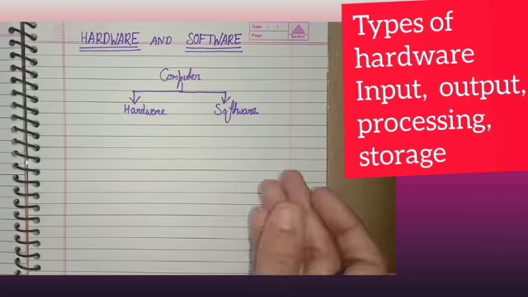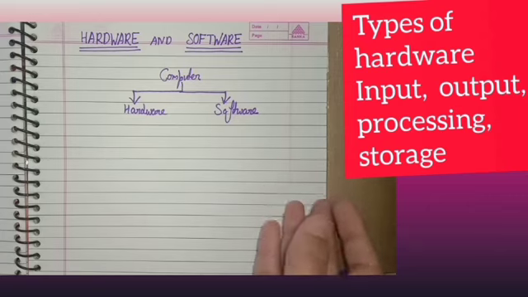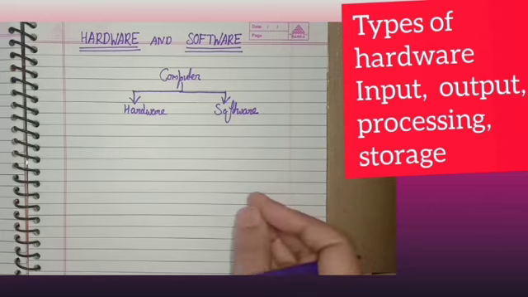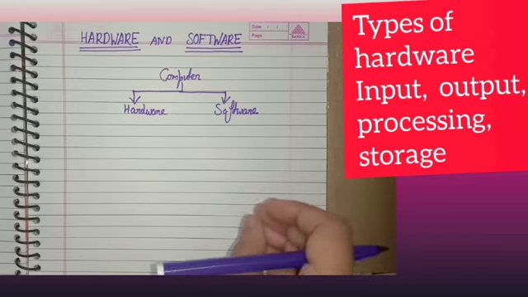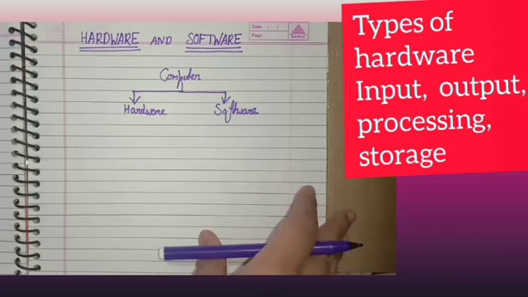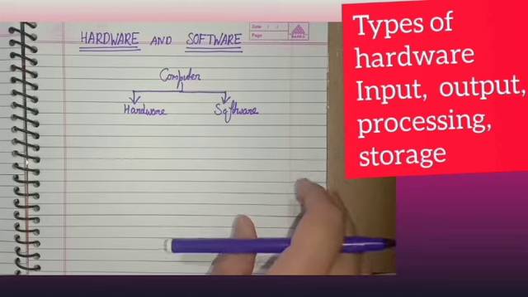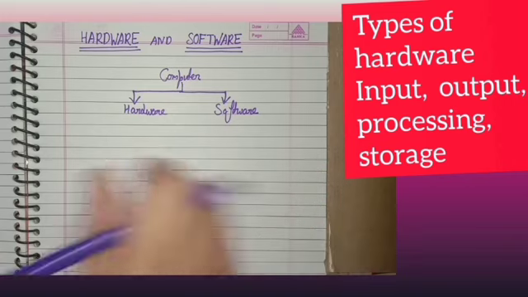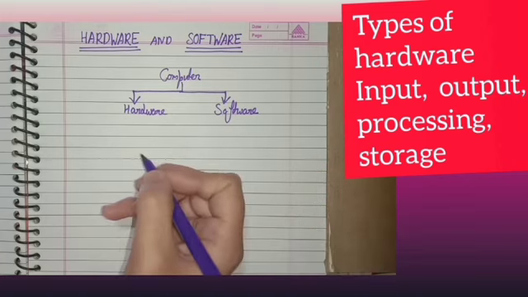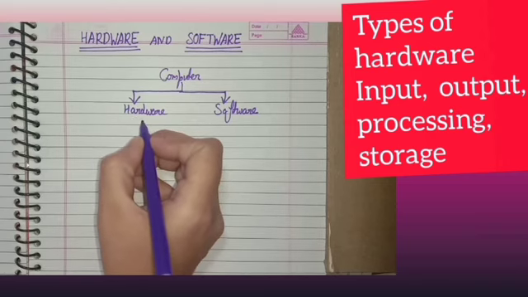And the software, on the other hand, is a part of the computer which we can see and use but cannot touch. It is a combination of different computer programs. So first let me explain to you the topic hardware.